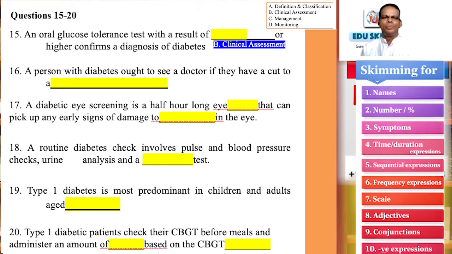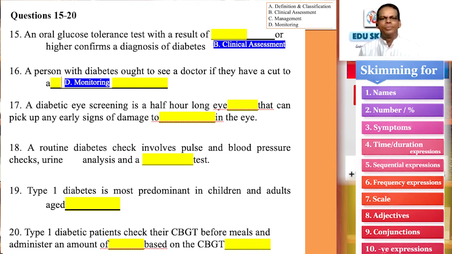Next one: a person with diabetes ought to see a doctor if they have a cut to a dash. Where should they have a cut? In the legs, or arms, or eyes, or head? So definitely you have to look into only that one particular thing.